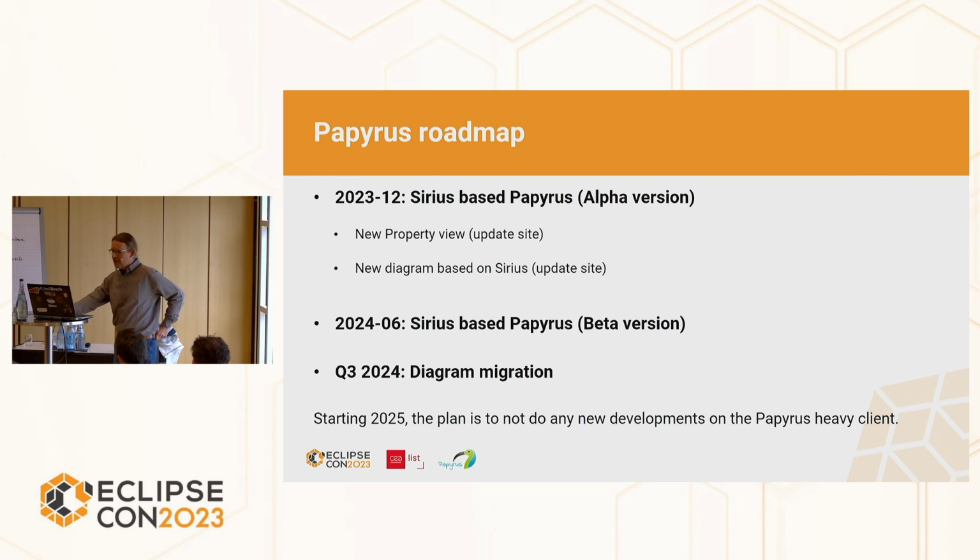In June of next year, we plan a beta version of Papyrus Sirius-based, and in the third quarter of 2024, we plan to provide a diagram migration tool from the old GMF diagram version to the new Sirius diagram version. We plan to stop new development on the Papyrus EV client at the beginning of 2025.